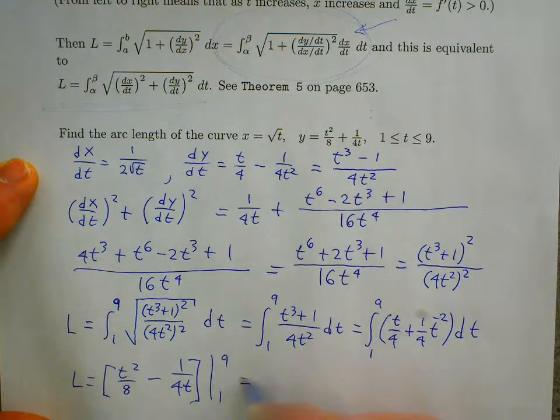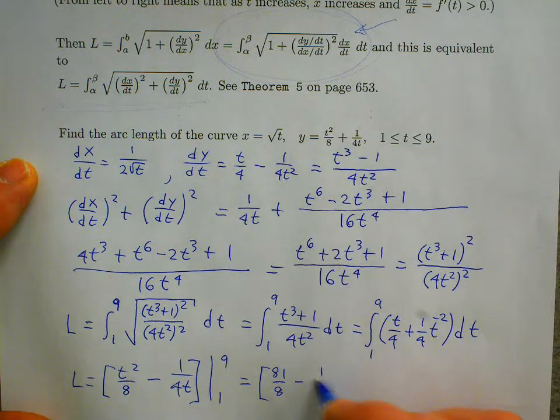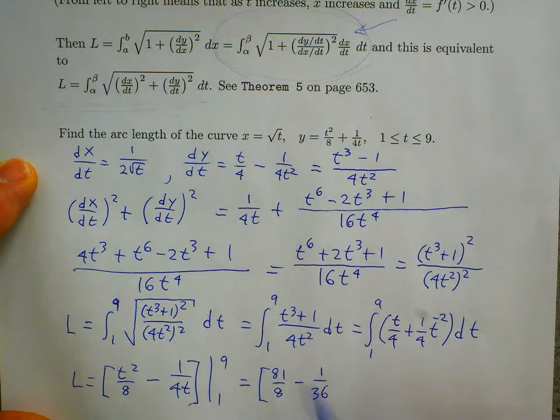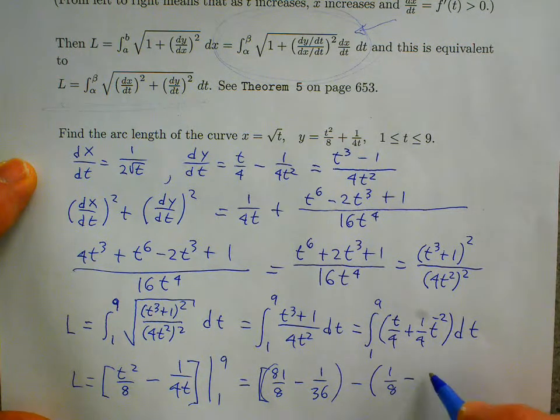So it looks like we're out of time, but we're almost done. 9 squared is 81 over 8 minus 1 over 36. And then from that, we subtract the quantity 1/8 minus 1/4. So I'll leave the rest of that for you to do.